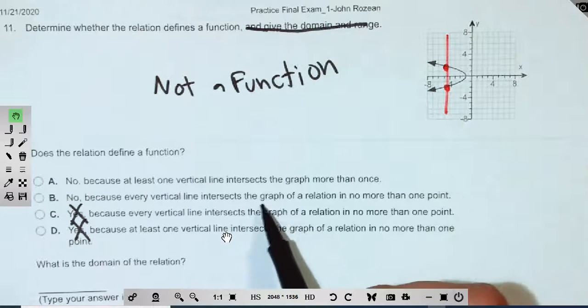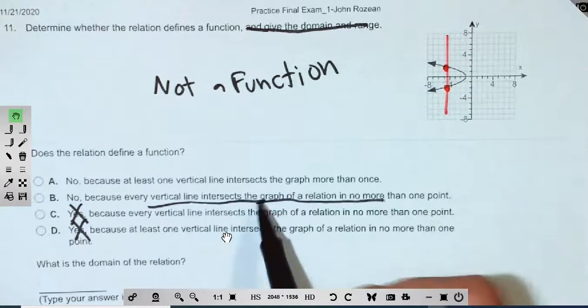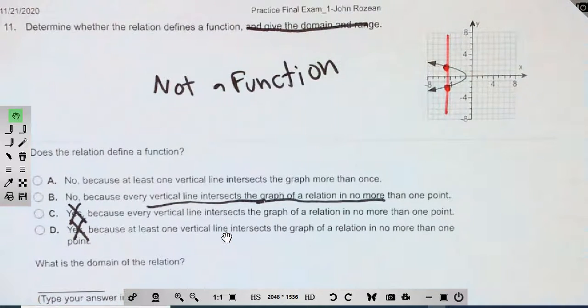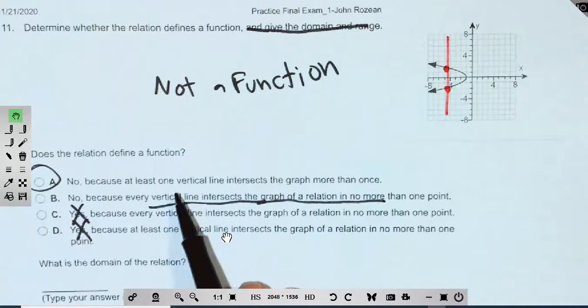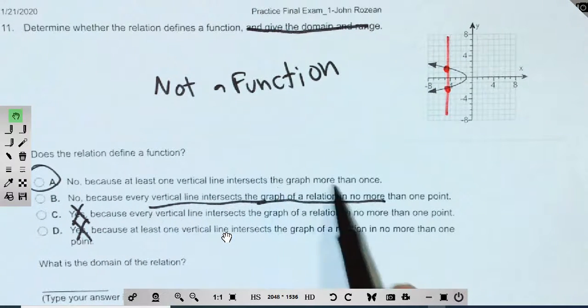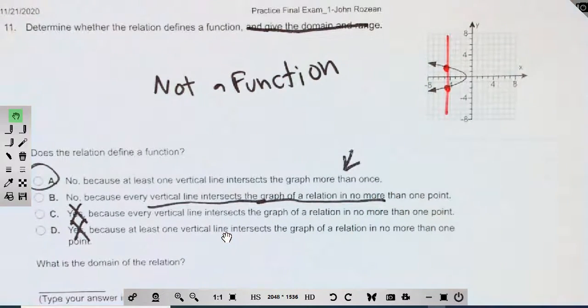Let's look at B, the wrong answer. It says a vertical line intersects the graph of a relation in no more than 1 point. I'm not a real big fan of that wording, but it is intersecting in more than 1 point. It's intersecting in 2 points. So our answer would be A. It says it is not a function because at least one vertical line intersects the graph more than once. Okay. So that's all there is to that one.